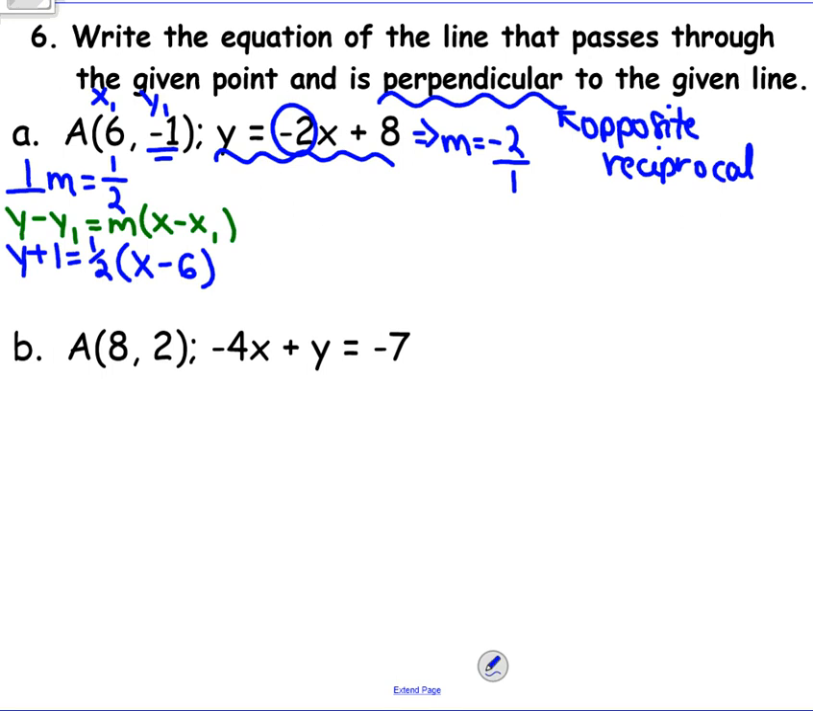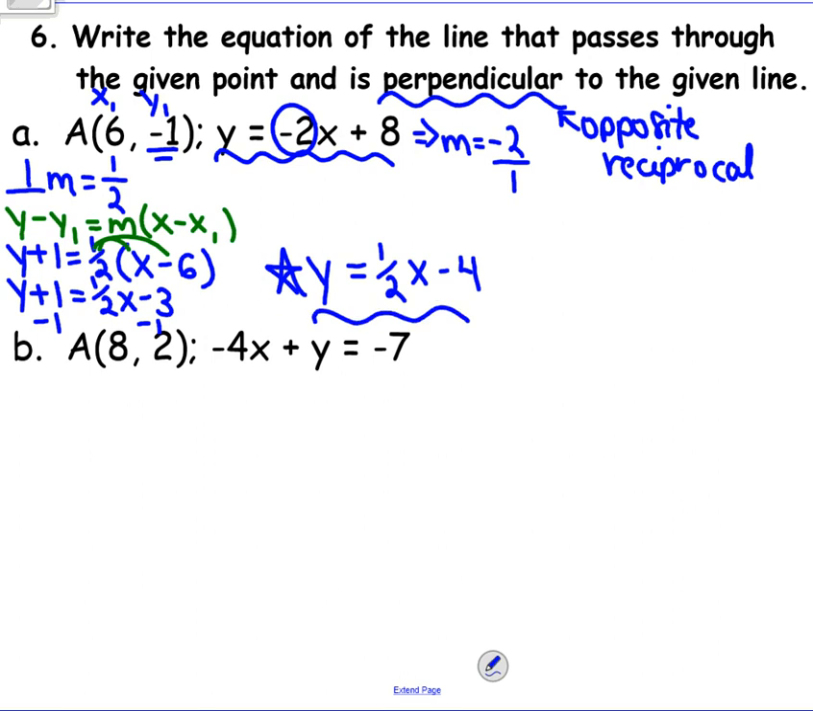2 steps left. We're going to distribute the 1/2 through the parentheses. So y plus 1 equals 1/2 x. 1/2 times a negative 6 is negative 3. And we subtract 1. So my final answer here, if I move that plus 1 over to the other side, y equals 1/2 x minus 4. 1/2 x minus 4.